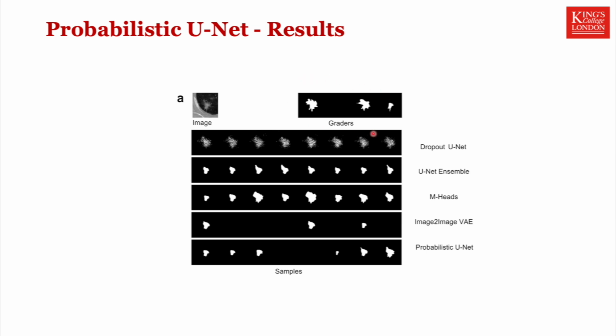And you see what the different human graders have done. One of them said that there's a big nodule, another one a big nodule, another one a very small nodule, and a fourth one, actually this is transparent, but the fourth one here is saying that there is no nodule whatsoever. So it did not segment the nodule. You see that with the Unet ensemble, they're all very similar in size. With M-heads, you have a little bit more variability, but not as much as you would have with a probabilistic Unet, where you can have very large nodules, but you can also have no nodules at all being segmented, which is kind of what you would want in the end.